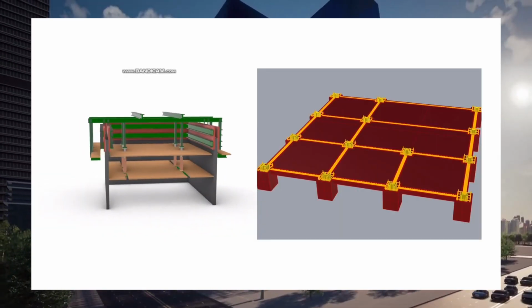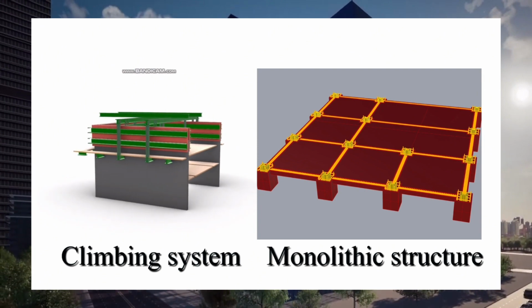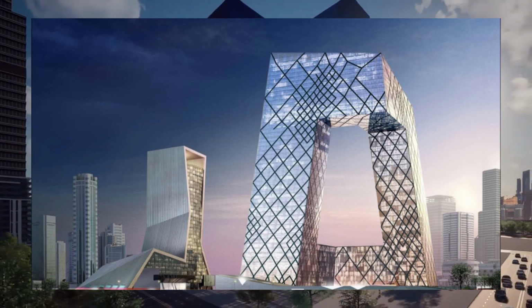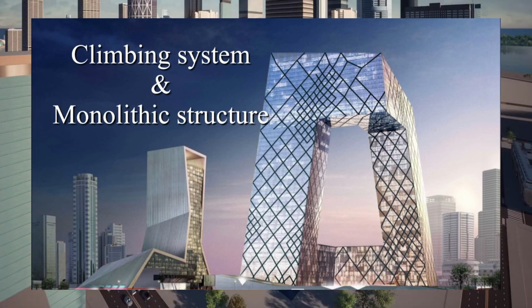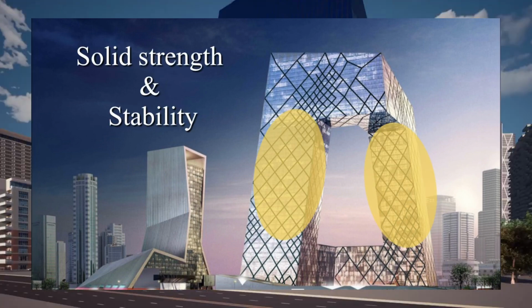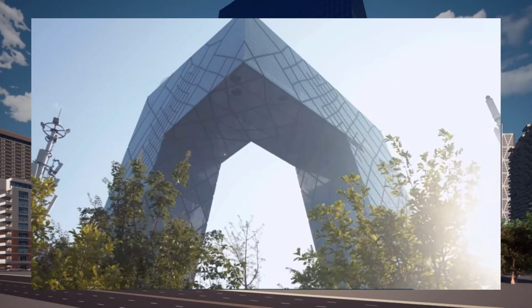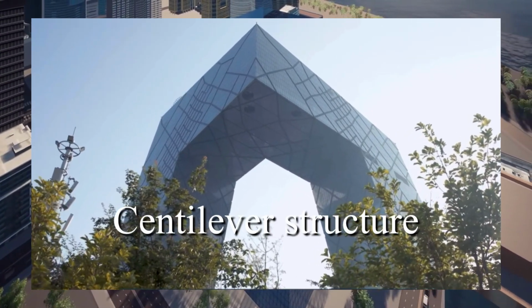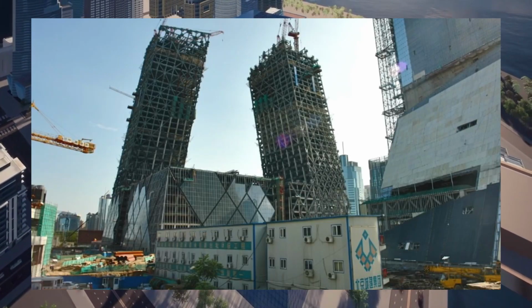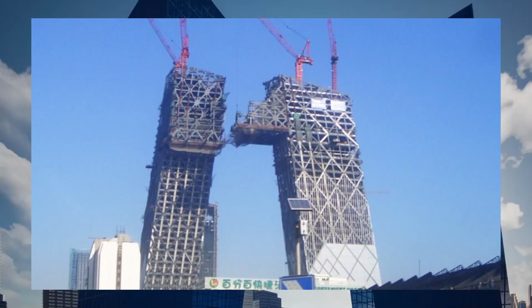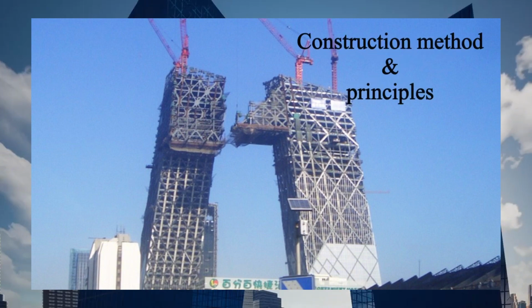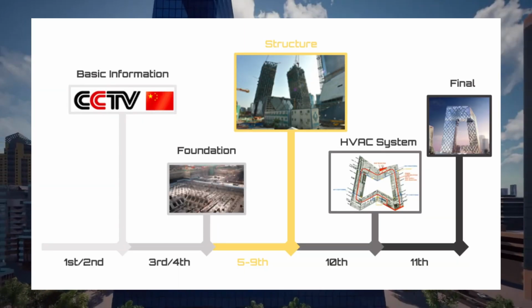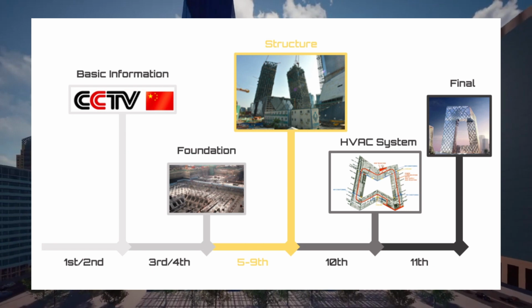Today we learned about the construction process of the structures that make up the tower part of the CCTV headquarters building. Thanks to the use of climbing systems and monolithic structures, CCTV's tower has solid strength and stability. Next week, we are going to talk about a cantilever-shaped structure placed on top of this tower. We plan to focus on the cantilever-shaped construction method that had to be joined in the air and the principles used in the process.